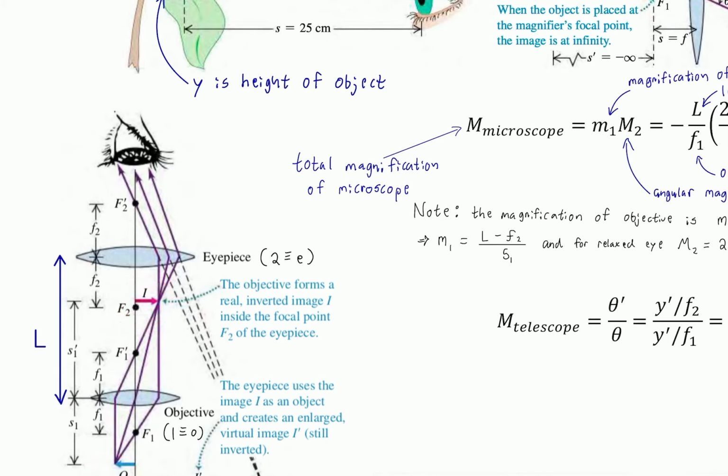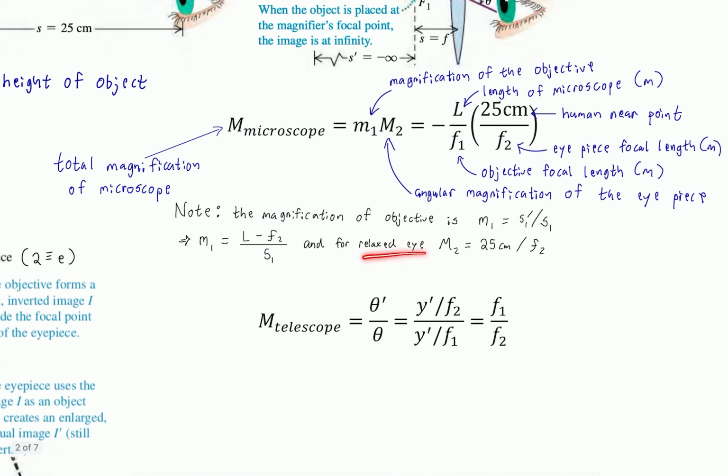The reason for it is because if we make the image right there at the focal length of the eyepiece, then that image is treated as the object for the eyepiece. The eyepiece will create the secondary image where? At infinity, for the relaxed eye. All right, and then the angular magnification of the eyepiece is just going to be 25 centimeters over that focal length. So that means we could rewrite it.